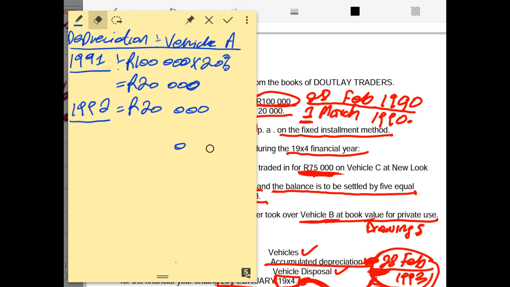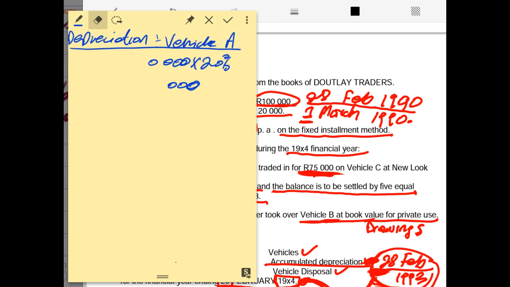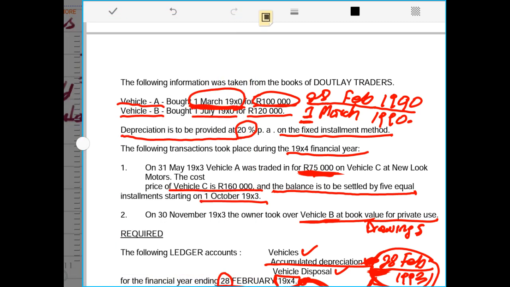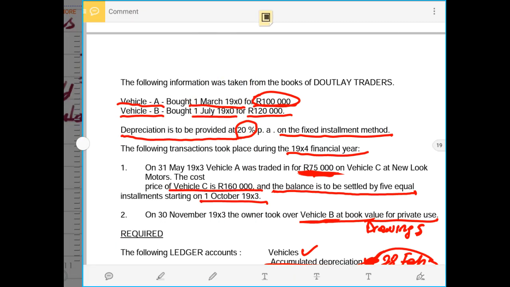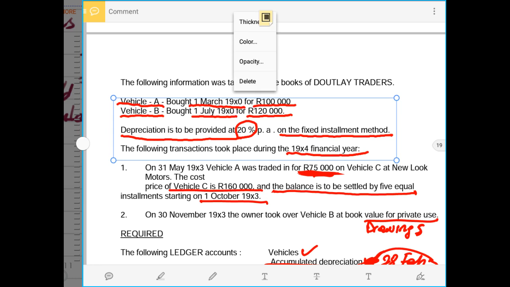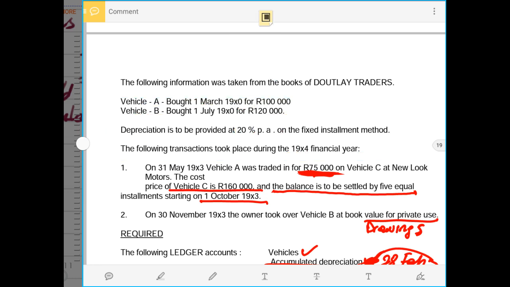Then I will show you the calculations for motor vehicle B and how to calculate the accumulated depreciation for motor vehicle B. So now I think we are on the same page. I think you understand something from now. Just to repeat what I've said, I think you also got that. Motor vehicle B was bought on the 1st of July 1990.